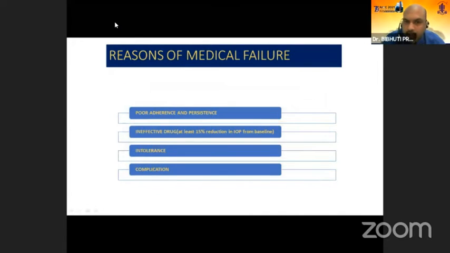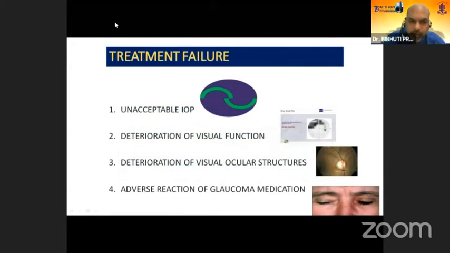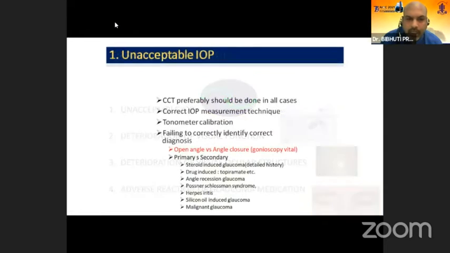The reasons for medical failures are poor adherence and persistence, an ineffective drug which is not working well in the patient and not giving the desired result, intolerance to the drug, or complications related to the medical treatment. The patient can have unacceptable IOP. There can be deterioration of the visual field, or structural changes like hemorrhages on the disc, or the patient can have adverse reactions to the glaucoma medications.